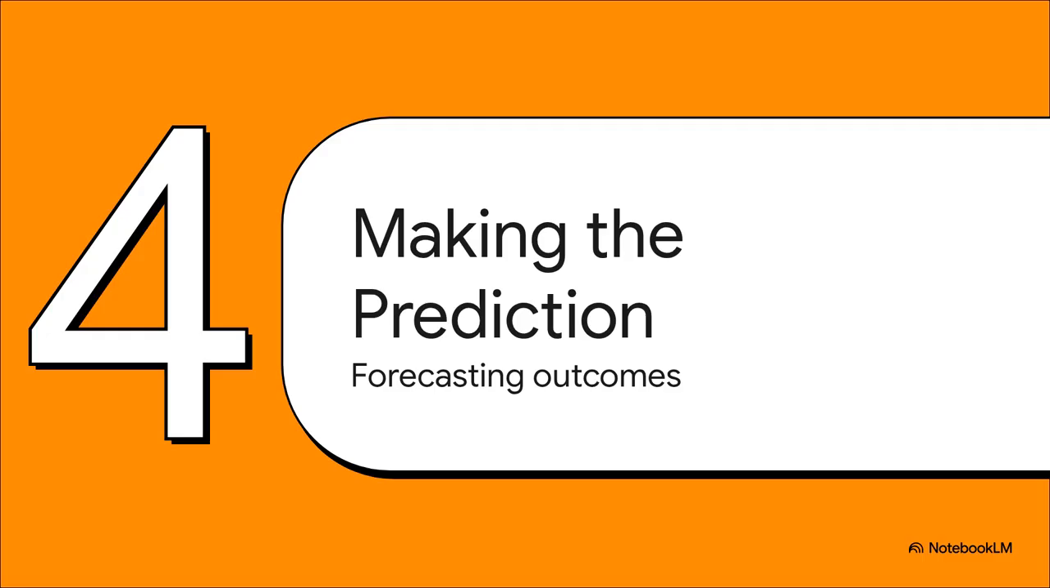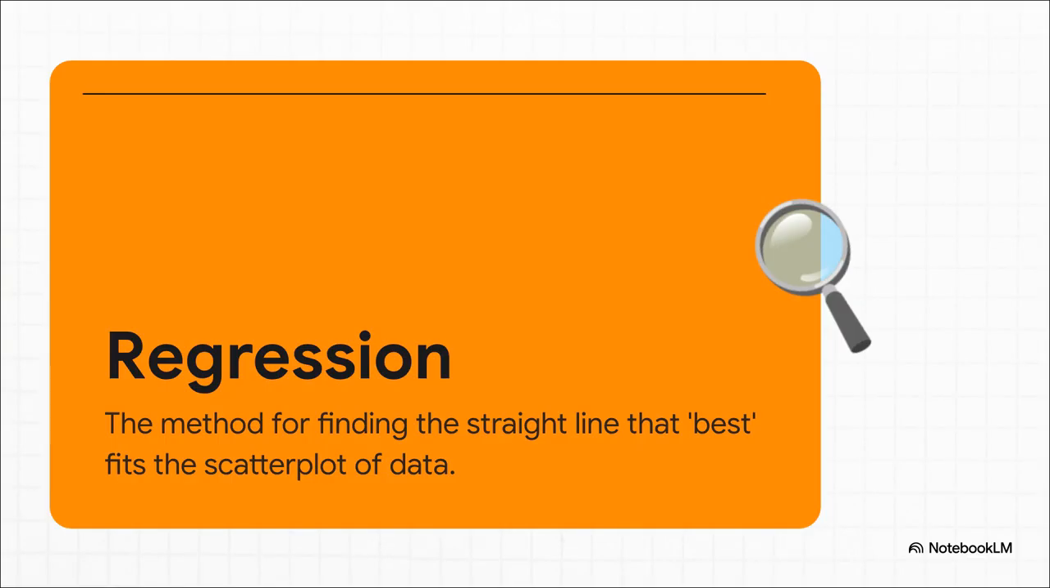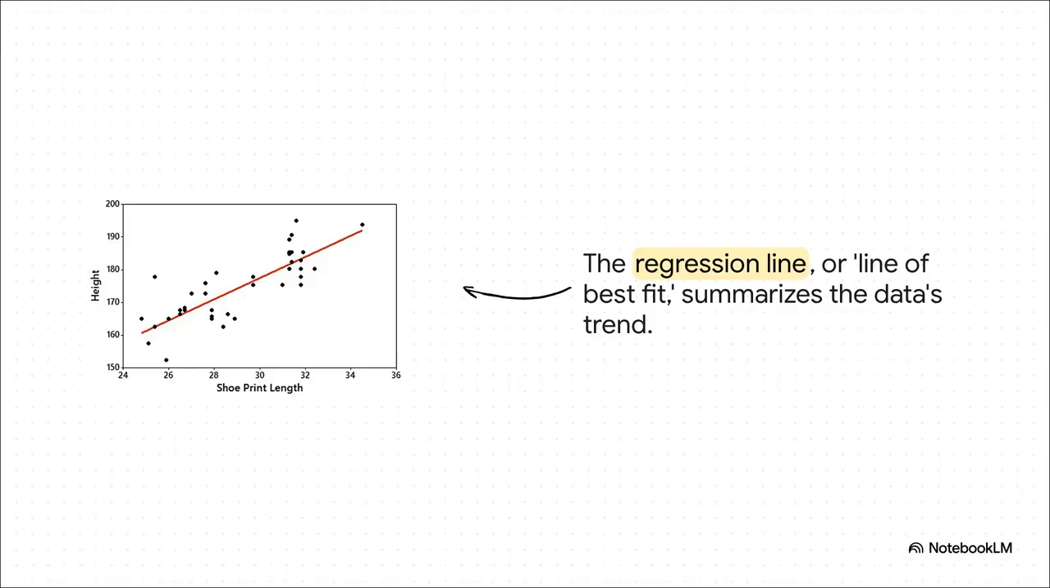Now we get to do the coolest part of this entire process. We get to use this relationship to make predictions. This whole method is called regression, and its only goal is to find the one single, perfect straight line that best cuts through the middle of our cloud of data points. It's like drawing the mathematical summary of the relationship. And boom, there it is.